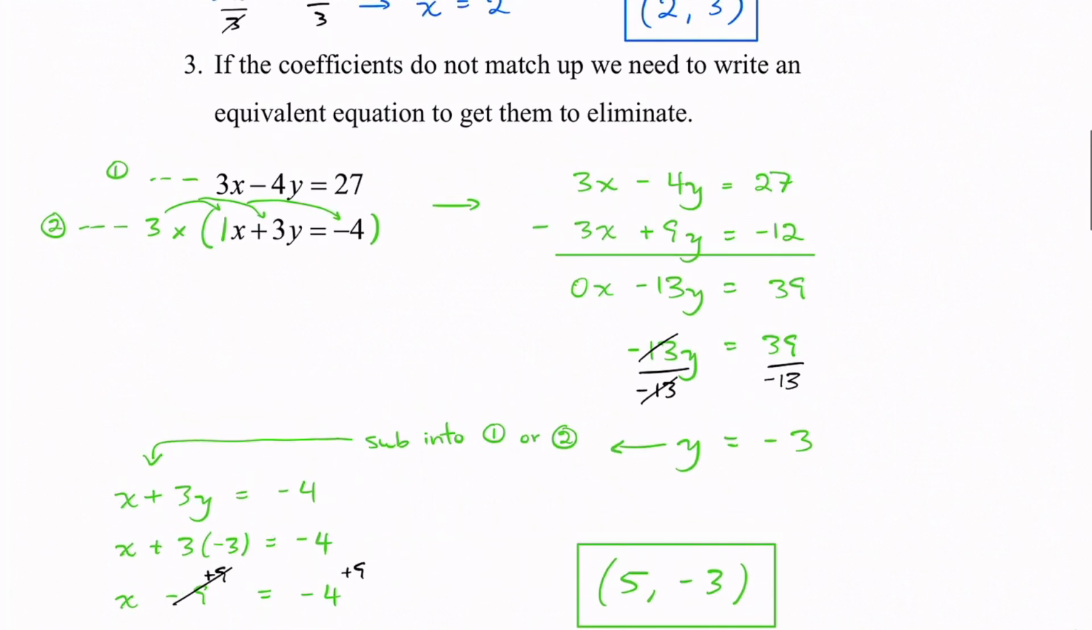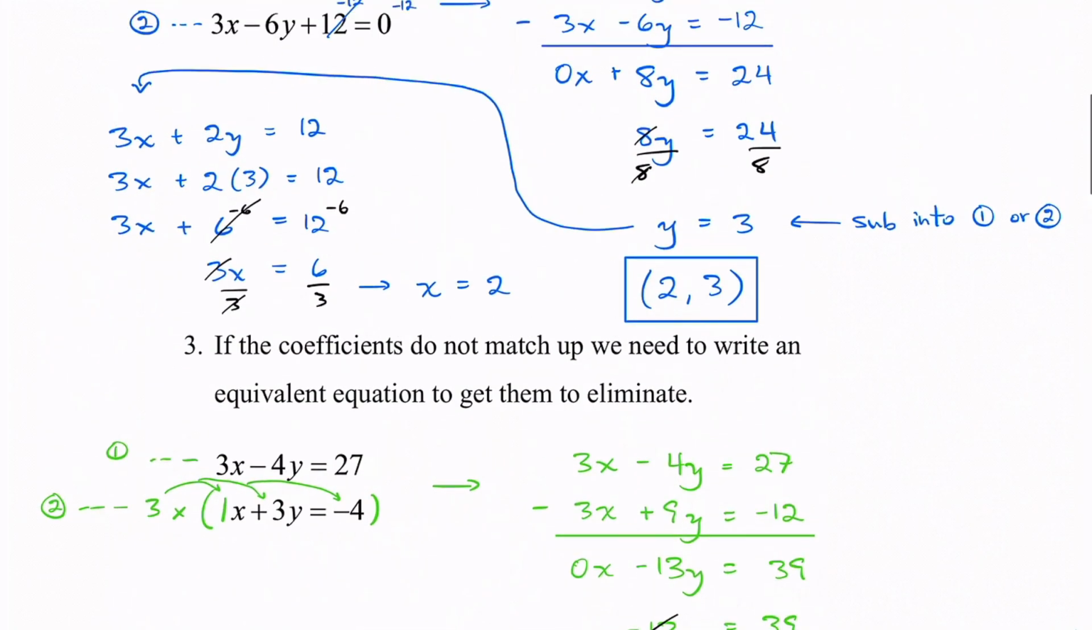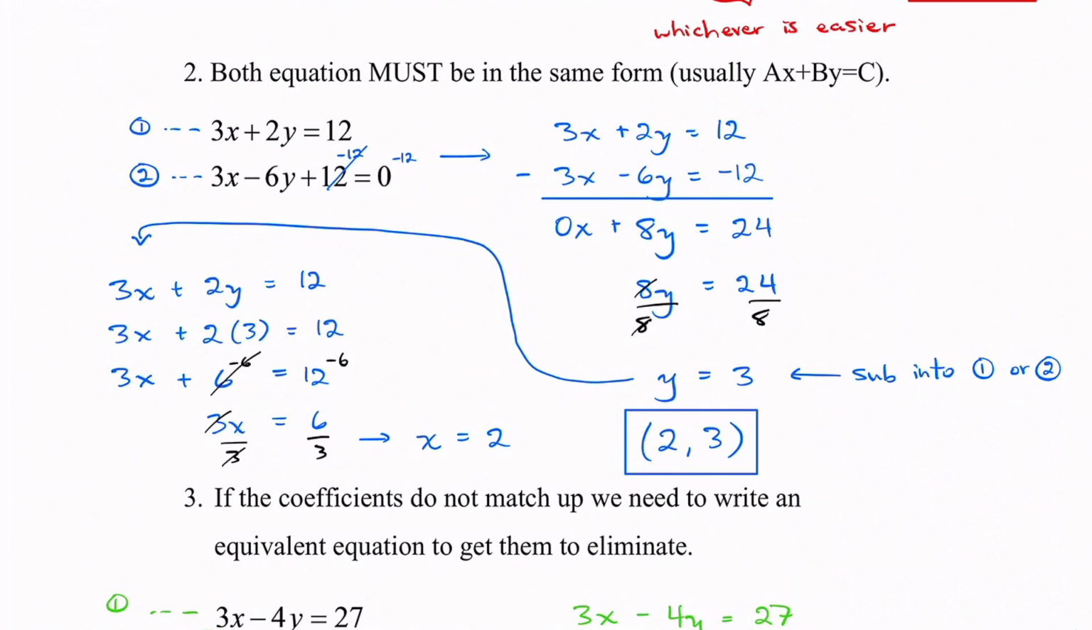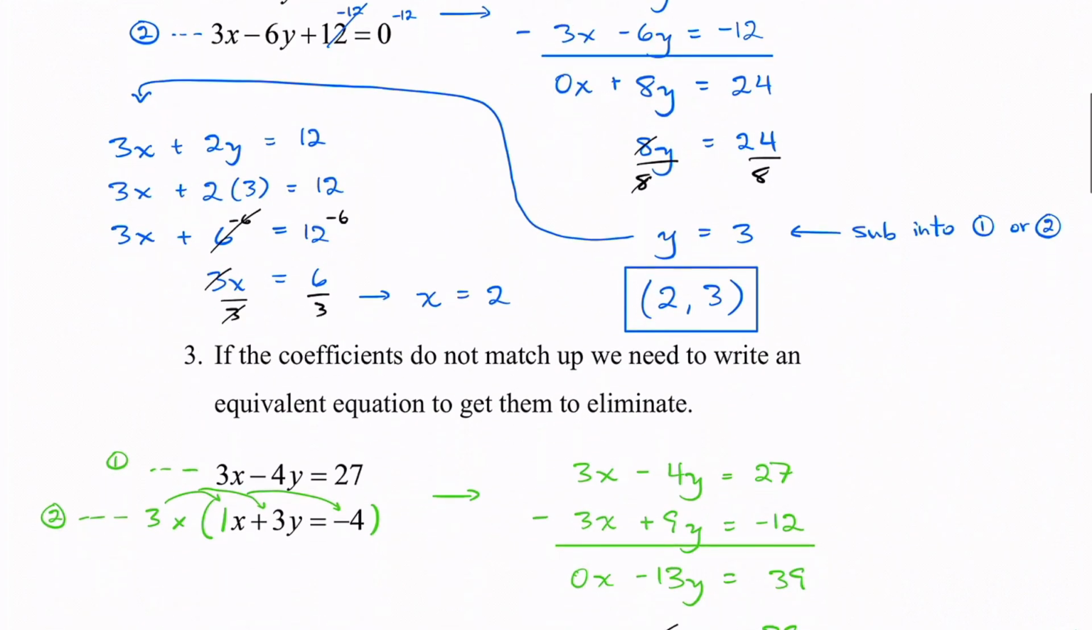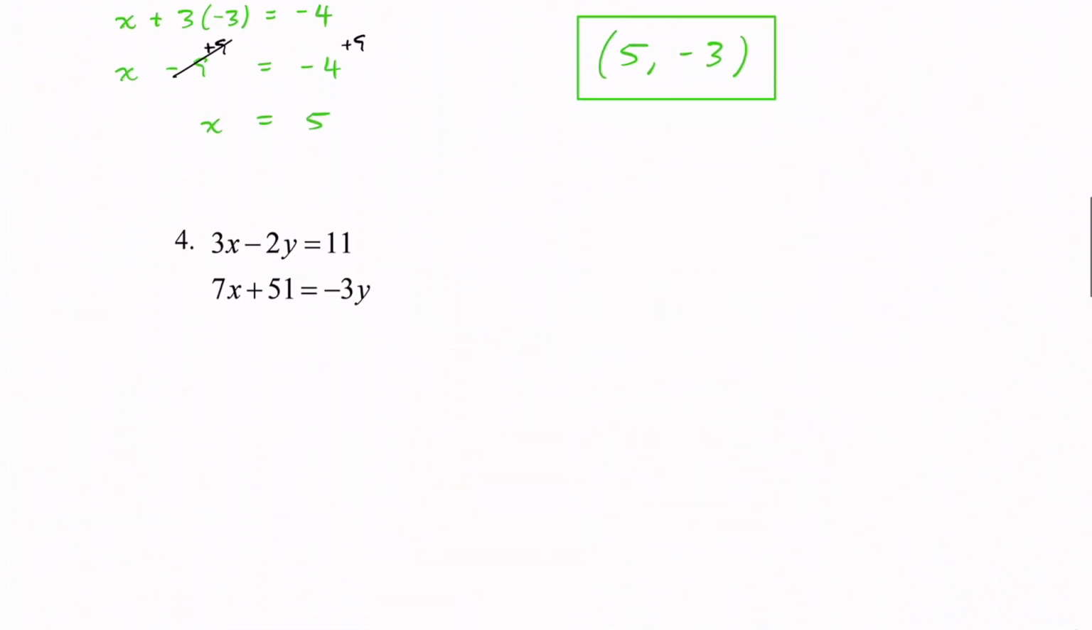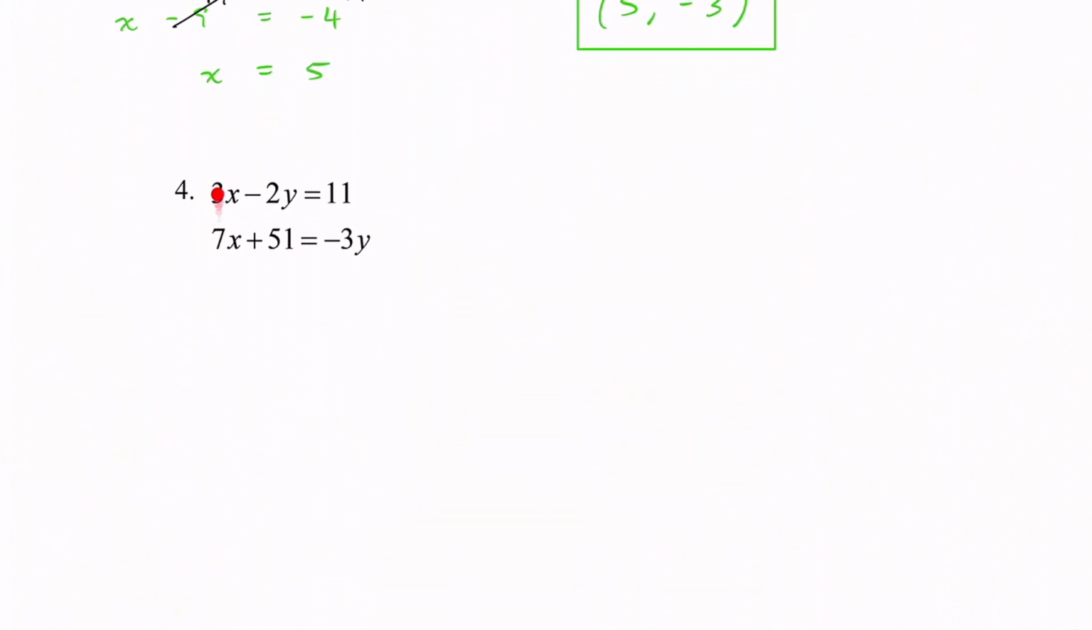So in this example, this one showed us that sometimes we have to multiply by something in order to get the numbers to be the same. And then our example number 2, that one showed us that sometimes we have to move things over to the other side so that we have x's, y's, and our numbers. So example number 4 is going to have both of those things. We don't have the same number in front of our x's or our y's, and we also don't have our x's and our y's matched up.